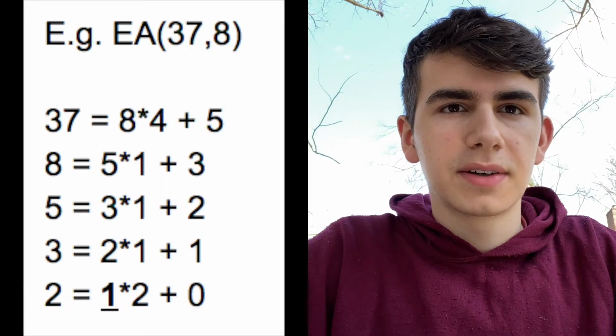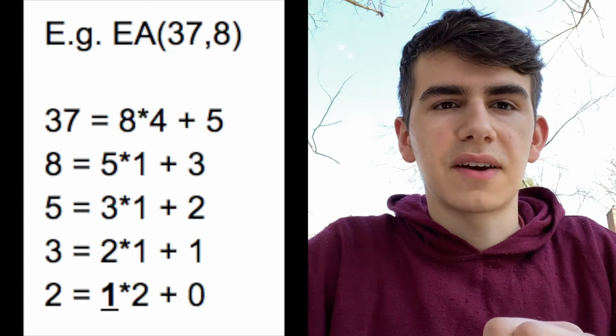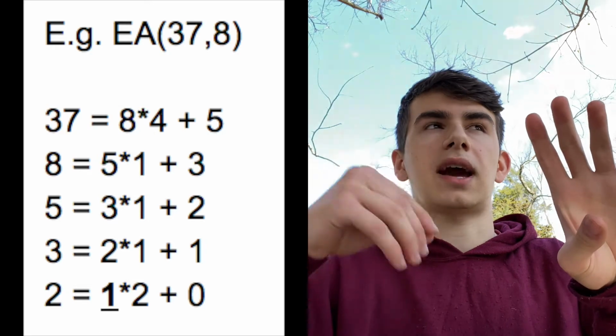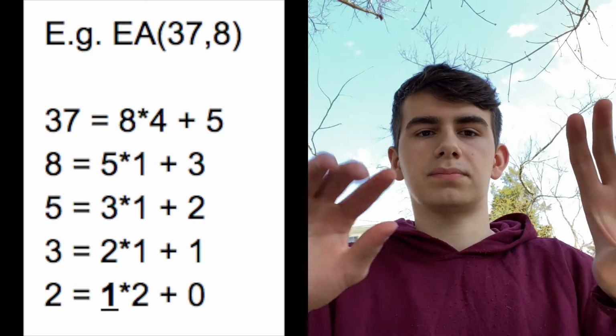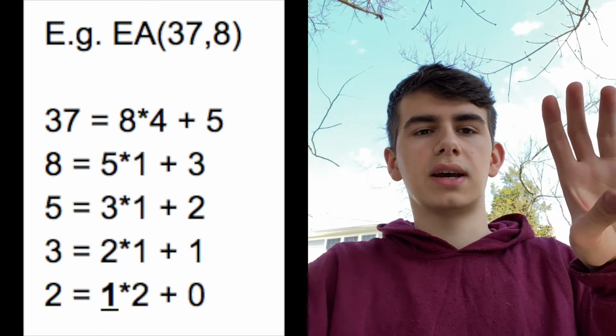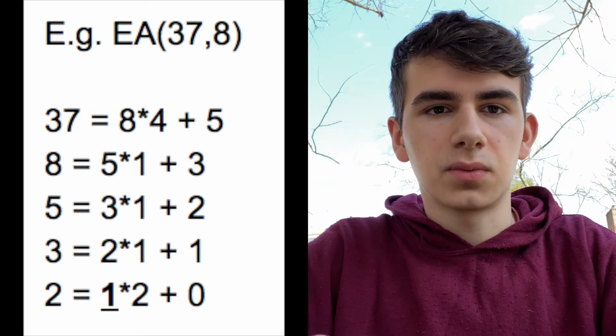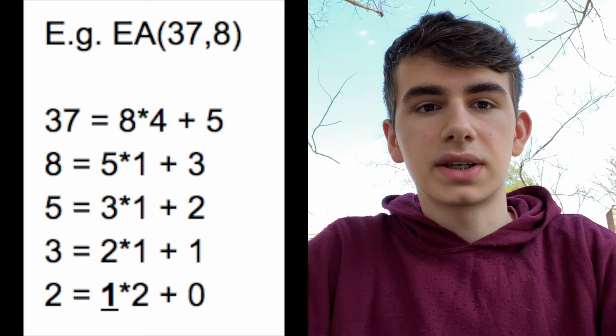The Euclidean algorithm on 37 and 8. So what we do is we take 37 and then we divide it by 8. We say, okay, how many times does 8 go into it? It's 4 times plus, and then we do the remainder. And then we keep on doing that until we get to 3 equals 2 times 1 plus 1. And then 2 equals 1 times 2 plus 0.